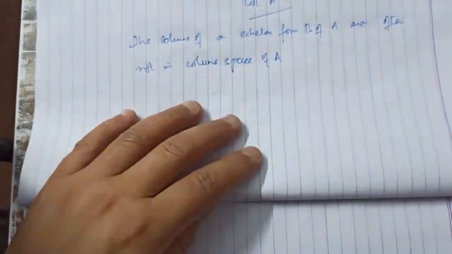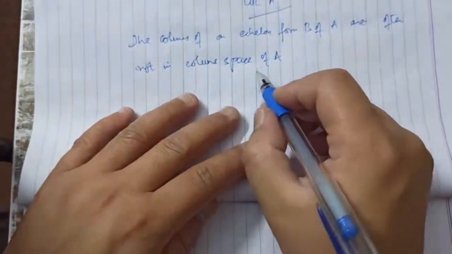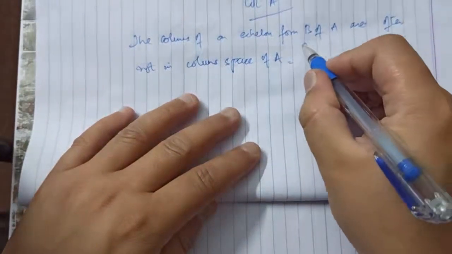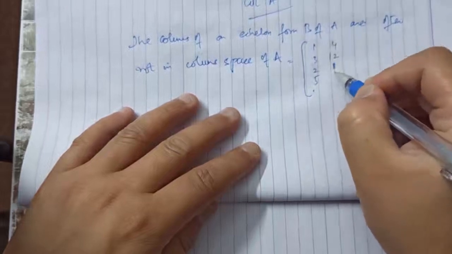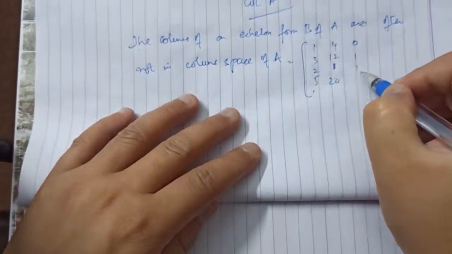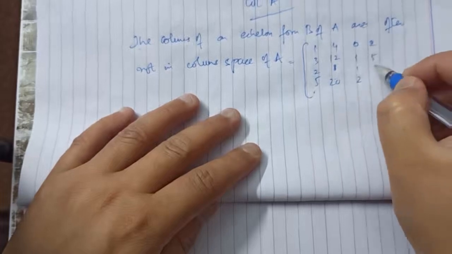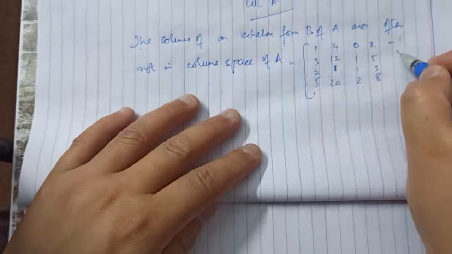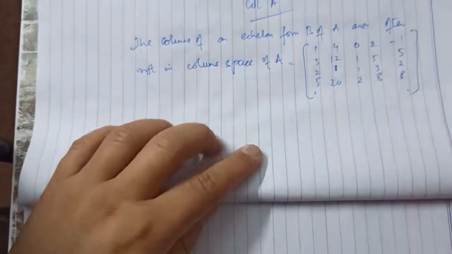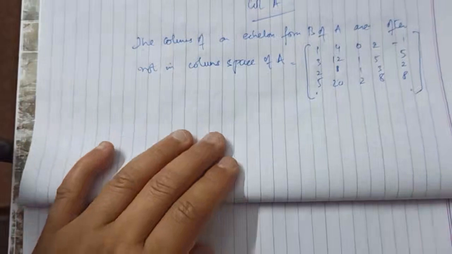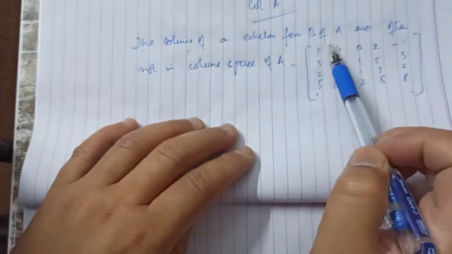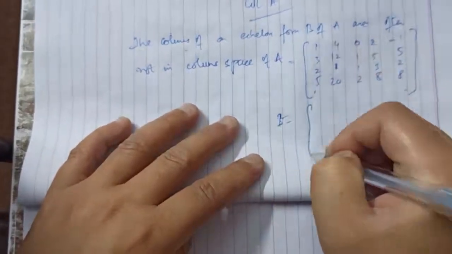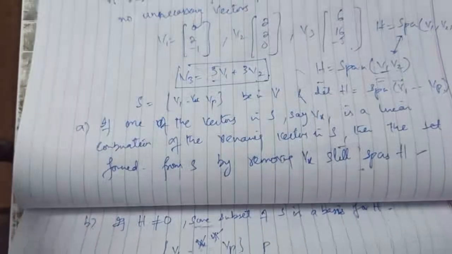Matrix B. Its row equivalent matrix is this matrix A, which is 1, 3, 2, 5, 4, 12, 8, 20, 0, 1, 1, 2, 2, 5, 3, 8, minus 1, 5, 2, 8. Now again, if you read the statement above, the columns of an echelon form B of A, so I should also write B. I think that will make things quite clear.